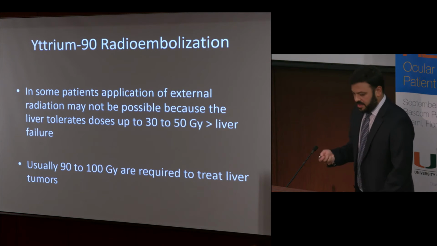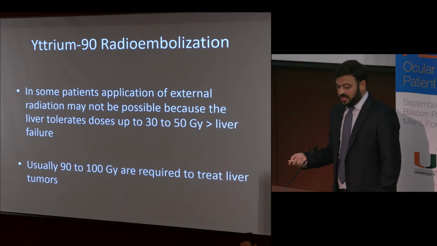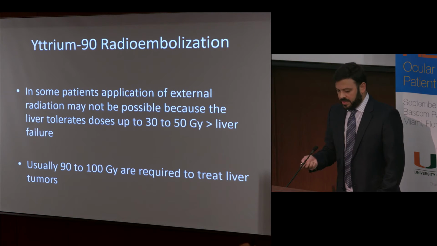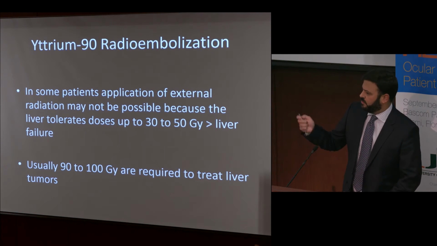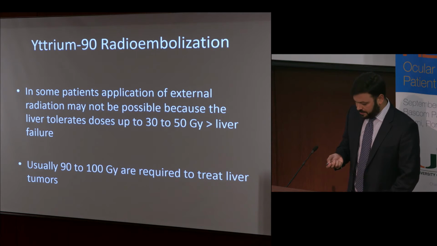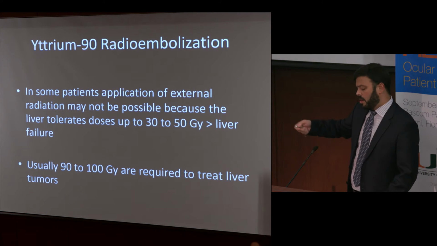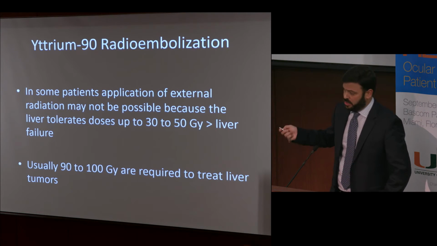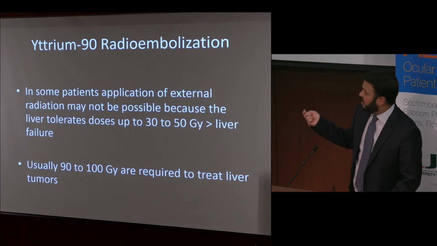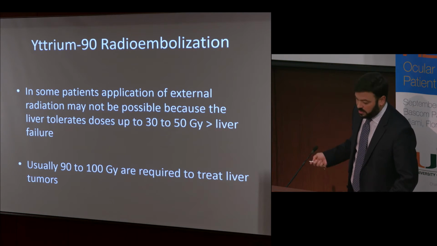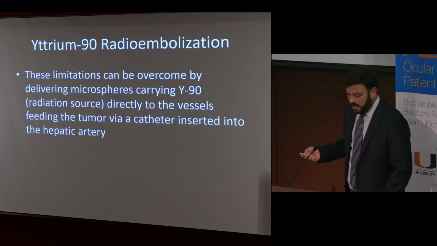So radioembolization: in some patients, the application of external radiation may not be possible because the liver tolerates up to 30 to 50 grays of radiation. Anything higher than that may put you in liver failure. And usually the tumors require 90 to 100 grays to achieve cell death.